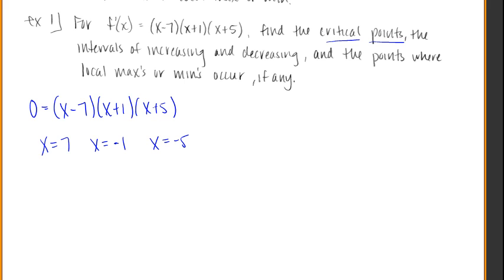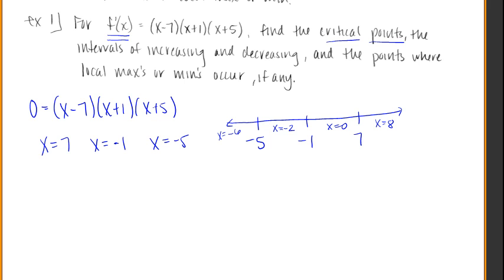Now, if we want to find the intervals of increasing and decreasing, I'm going to put these points on a number line: negative 5, negative 1, and 7. I want to see what's happening around these points, and specifically what the slopes are. So I'm going to go back to our first derivative function and plug in values to the left, in between, and to the right of all these points. To the left of negative 5, let's test x equals negative 6. In between negative 5 and negative 1, let's test x equals negative 2. How about x equals 0 and x equals 8?